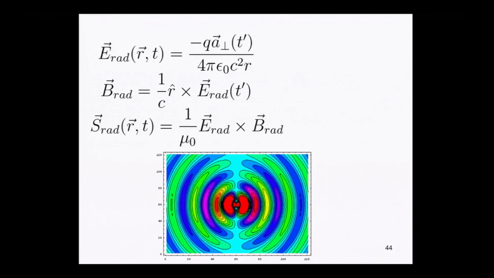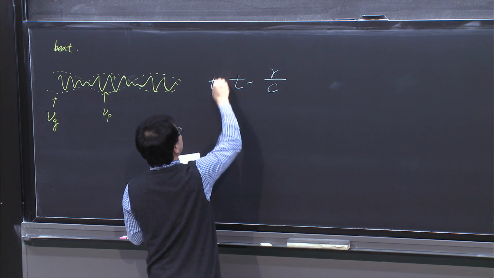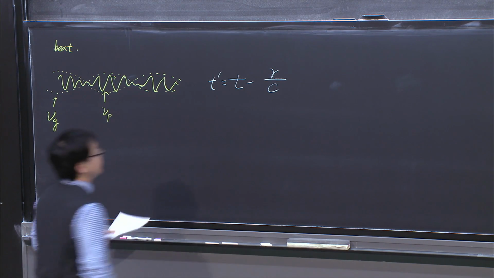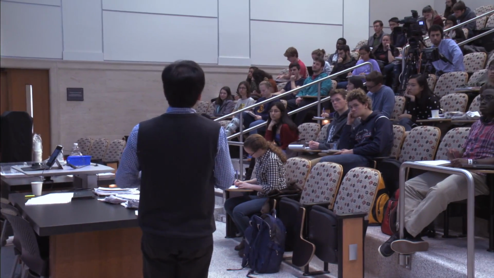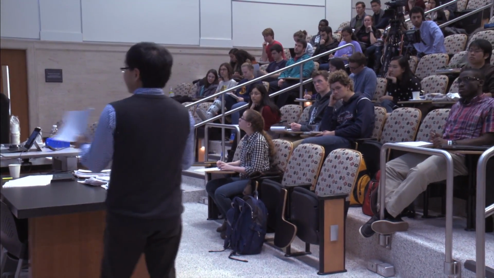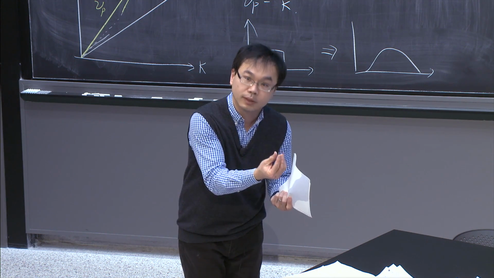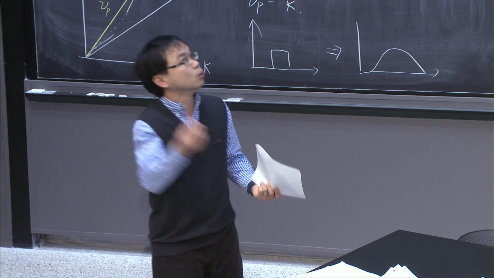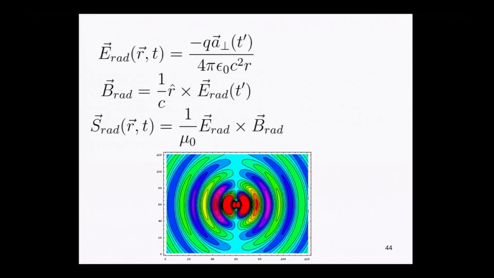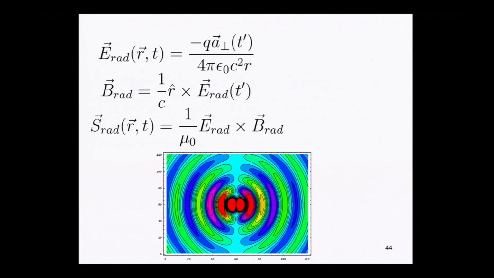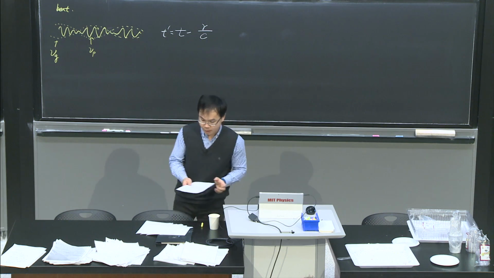T prime is T minus R divided by C. So T prime is the retarded time. That is telling you that it takes some time for the information to propagate from the origin, which is the position of the moving charge, to the observer, which is R, this distance away from the moving charge. So the information takes some time to propagate, and you cannot know what is really happening.